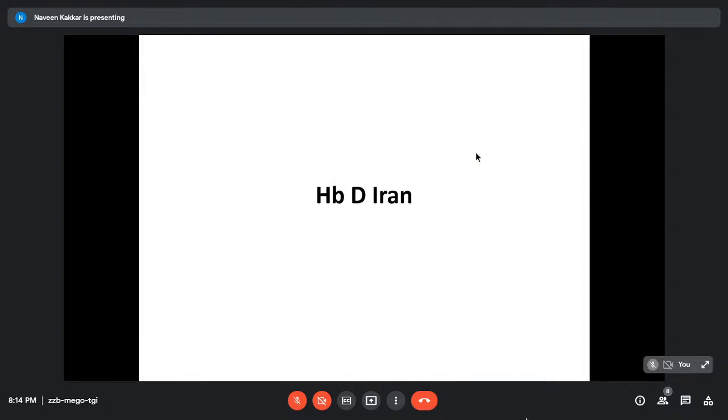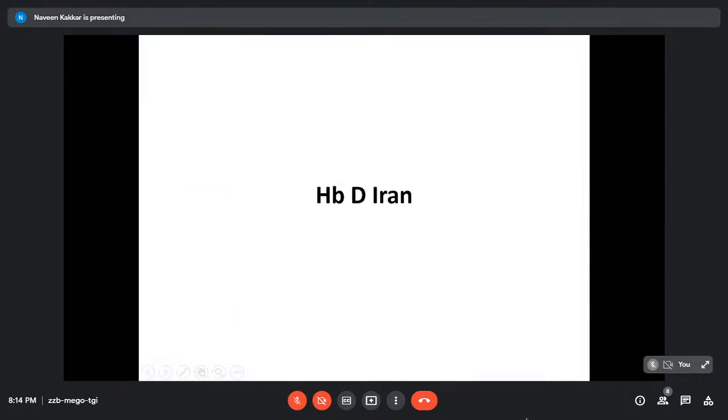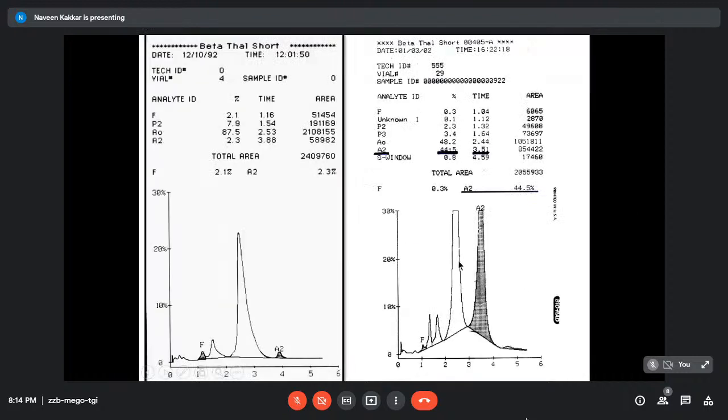So what does this mean? This is not D Punjab, this is D Iran which coelutes with the A2 region. Now I remember we had about 7 or 8 patients of D Iran. All their chromatograms were actually almost like carbon copies of this, mirror images. That's a very important clue that what you're dealing with, percentage wise also.